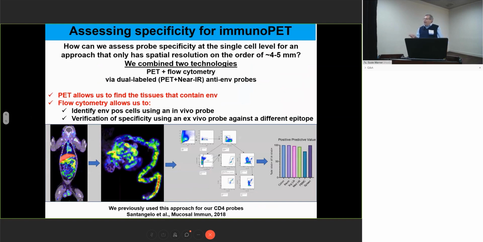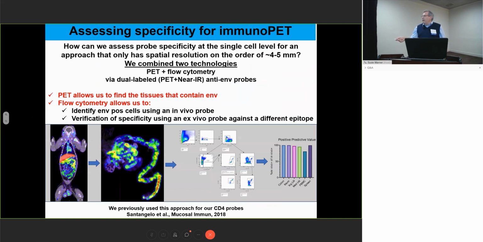What we're doing, and I think this is important, is we're trying to connect PET to flow cytometry. You guys know what flow cytometry is. You're used to using flow cytometry. You're not used to looking at PET images. So how can we connect the two? We combine PET-labeled probes along with near-infrared fluor-labeled probes. We combine the two. And here's a monkey that we image with PET.